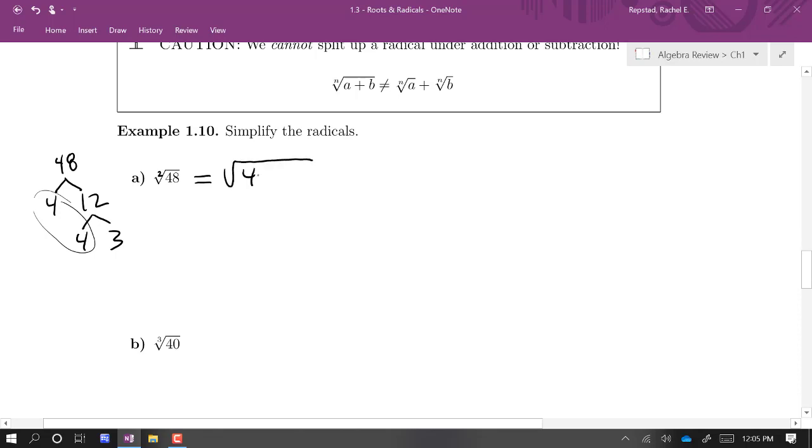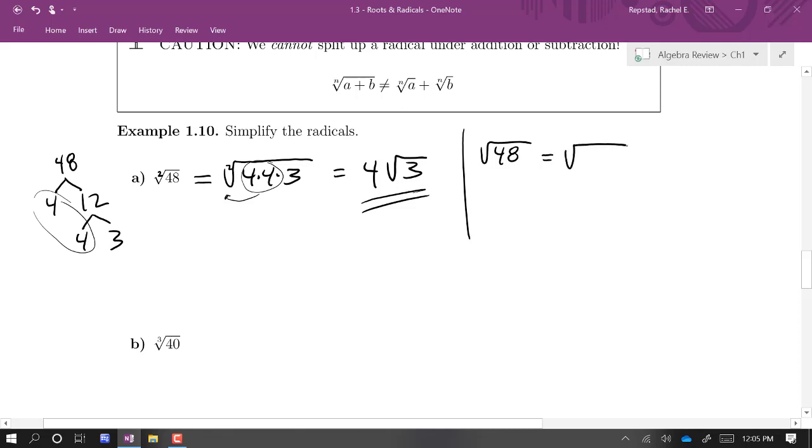So I've got the square root of 4 times 3. And if you have a pair of the same factor inside a square root, then you can bring that out as a single factor. So that's 4 times the square root of 3. When we talk about removing perfect nth powers, or in this example, removing perfect squares, I might have written that as 4 squared times 3. And if you have a perfect square, that comes out as a single factor. So either way, 4 times the square root of 3.